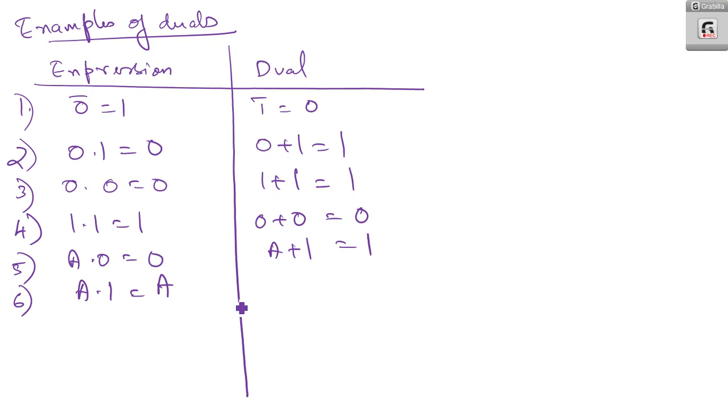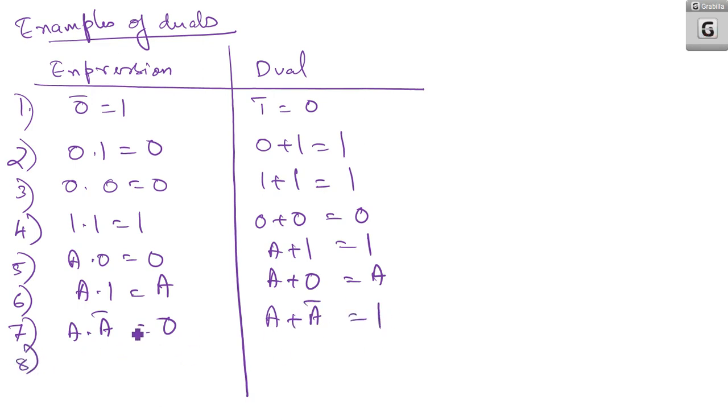Yeah. You will get a or 0 becomes a. Then next one, a dot a bar is equal to 0. Okay. A dot a bar is equal to 0. So here what happens? A or a bar becomes 1. That is the corresponding dual.